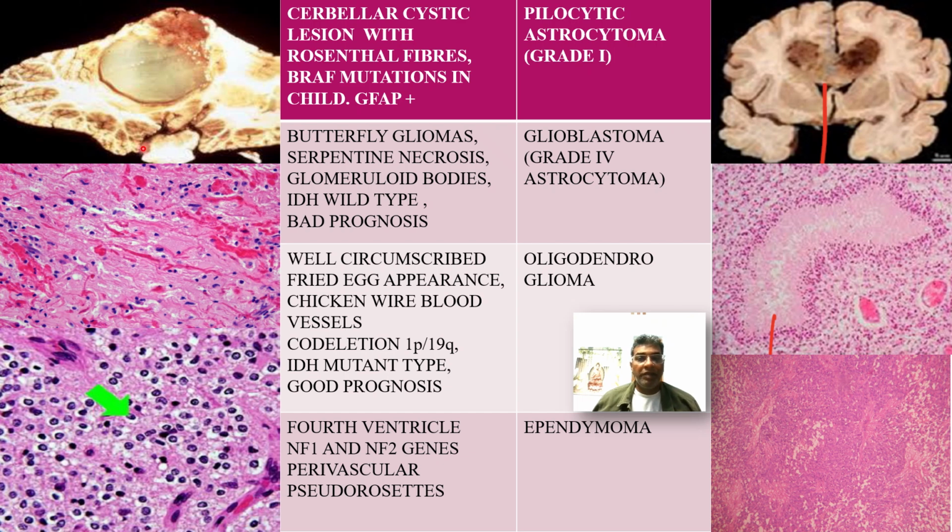This is pilocytic astrocytoma. See the cystic lesion within the cerebellar region, and these are the Rosenthal fibers. This is oligodendroglioma. You can see the fried egg appearance. The nucleus is in the center, surrounded by vacuolated or clear cytoplasm. Another showing with arrow. These are oligodendroglioma fried egg appearance, and you can also appreciate chicken wire blood vessels in the corners.